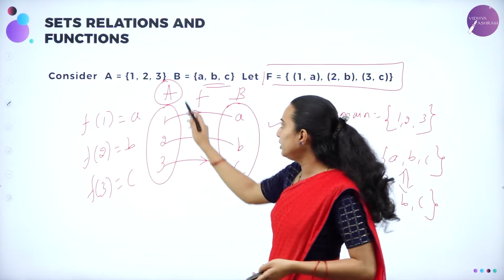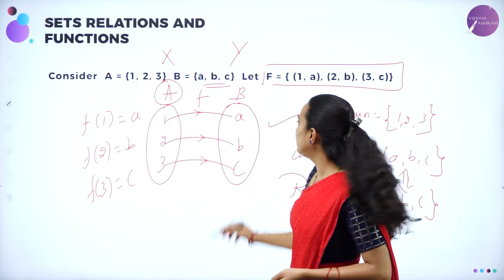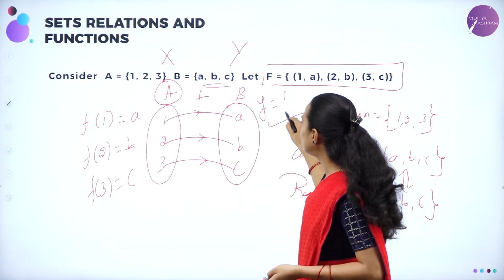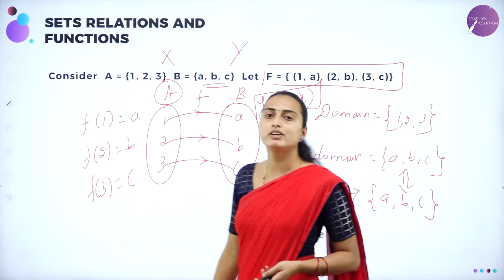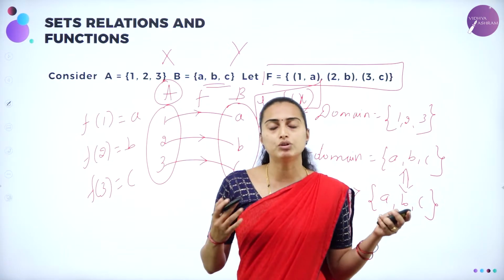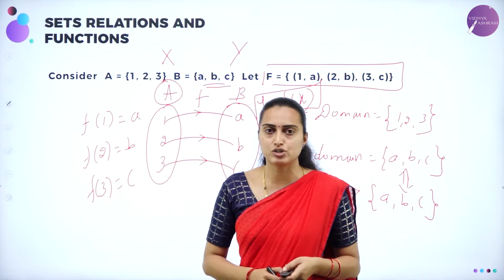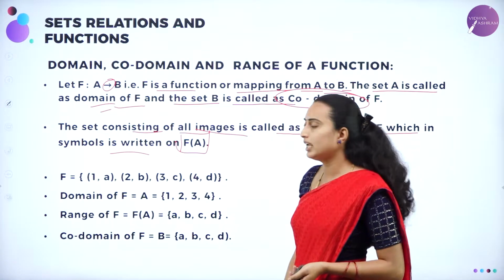So that only F of A is going to be known as the Y. Otherwise, if you are going to take this one as X and this one as Y, you are going to name this as Y is equal to F of X. This you have to remember. Y is equal to F of X is nothing but the range of the function. Y is equal to F of X means range of the function. Connected. Yes. Okay.